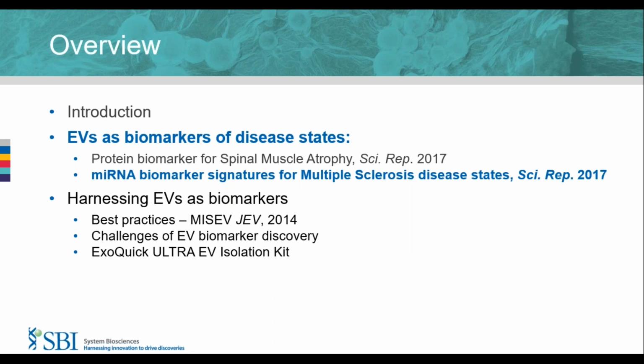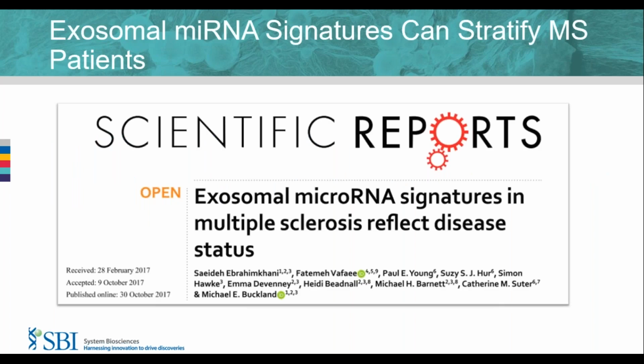So that was one example of a protein biomarker that can be used to assess disease states in spinal muscular atrophy. Now we're going to move to the other main component in exosomes, that is microRNAs. And in this paper that was also released at the end of last year, authors assess exosomal microRNA signatures in multiple sclerosis and try to see if these can reflect the disease status.